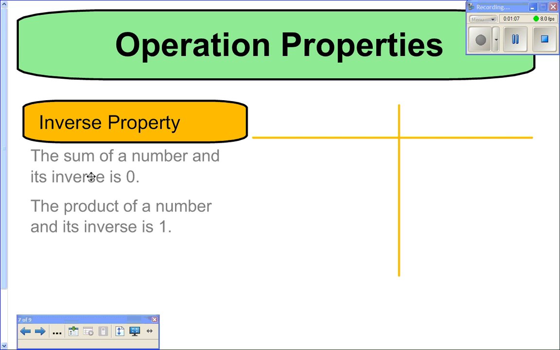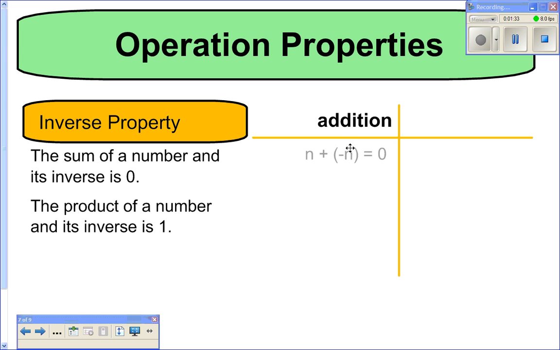The inverse property of addition says the sum of a number and its inverse, or its opposite, the number that has the same absolute value on the other side of 0 on the number line. So if you have a -8, a +8 would be the opposite. If you have a +3, a -3 would be the opposite. So the sum of a number and its opposite, its inverse, when you add them, you should get 0.